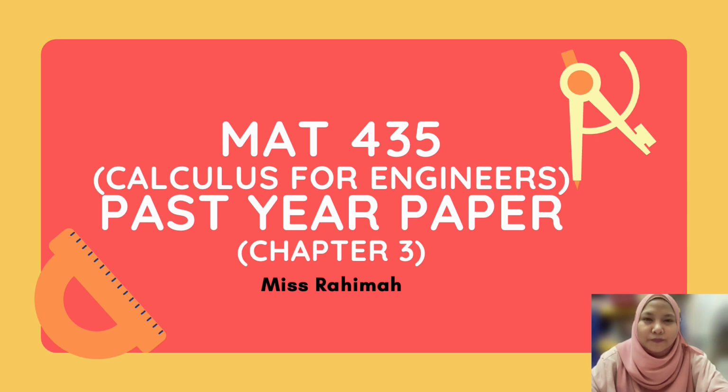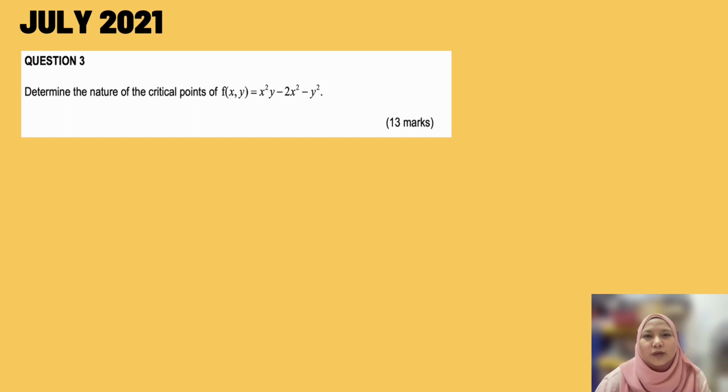So in this video, I will continue to show you how to answer past year examination questions for MET 435 Calculus for Engineers for chapter 3. Okay, for the first one, we have July 2021, question 3. Determine the nature of the critical points of f(x,y) equals x squared y minus 2x squared minus y squared.